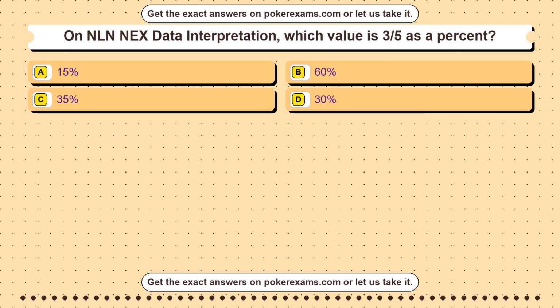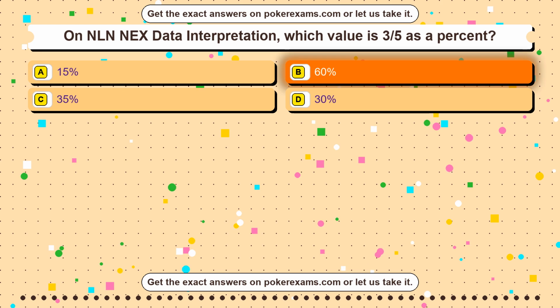Question 24. On NLN NEX Data Interpretation, which value is 3/5 as a percent? Option A, 15%. Option B, 60%. Option C, 35%. Option D, 30%. The correct answer is option B.